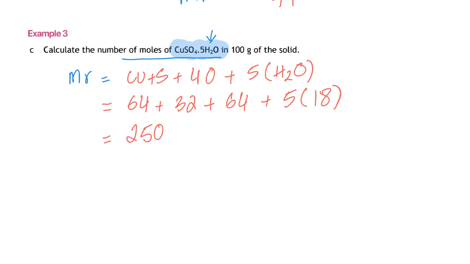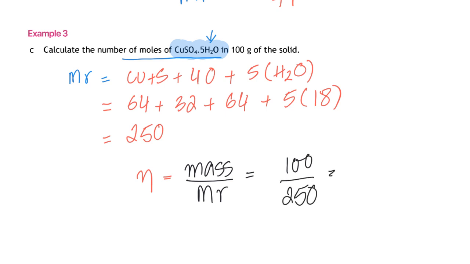Now I want to figure out the moles. The moles is going to be the mass over the MR. The question says the mass is 100 grams and the MR is 250. So that's 50 times 2, 50 times 5. So it's 2 over 5. 2 over 5 in decimal is 0.4 moles. Okay? That's 0.4 moles.